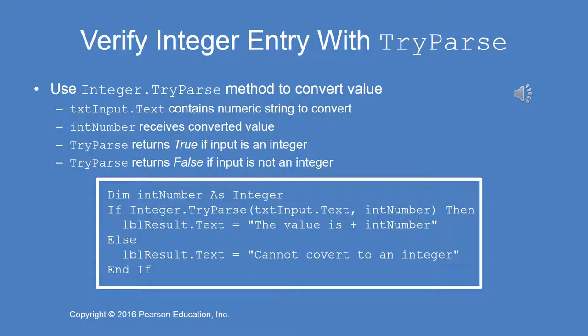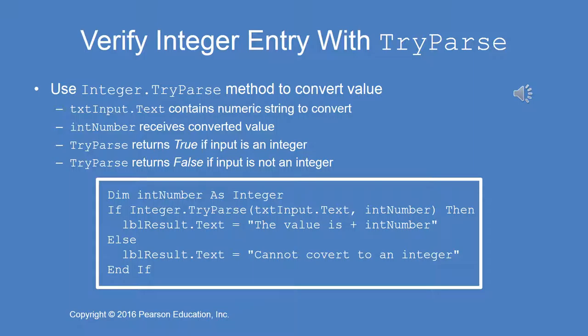I know that's a lot to digest. So if integer.tryParse successfully converts the text property in the text input box, and remember, a text box takes in text, even if it's the number 123, it has to be converted from text to an integer. That's what tryParse does. If it successfully converts the text property to int number, in other words, it matches an integer's format, then the text property for label result is assigned the value is plus int number. Else, if that's false, the text property of label result will read cannot convert to an integer.